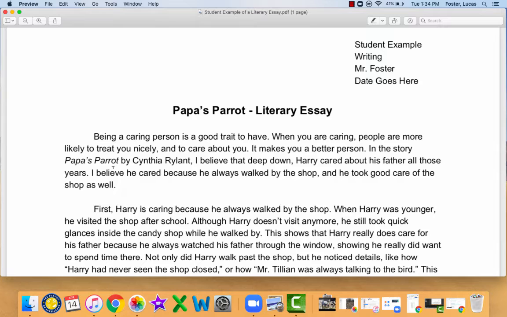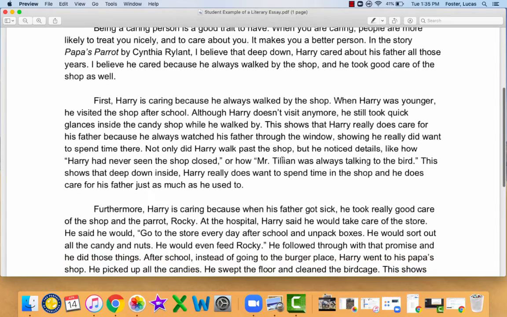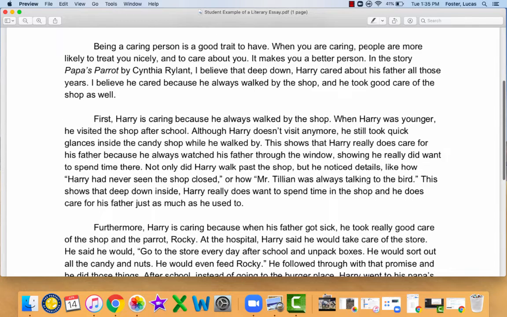Now, notice here, he always walked by the shop. That comes first. Well, we've done this before with our informational writing and some other things. If we're going to mention this first in an introduction, it's going to come first here, okay? Notice, first, Harry is caring. Here's the claim again. Harry is caring. That is the claim. Almost rhymes, too. Because he always walked by the shop. So notice, this is the first one that they mentioned here. It's also going to be the first one that's mentioned here. So this is our topic sentence for this paragraph.